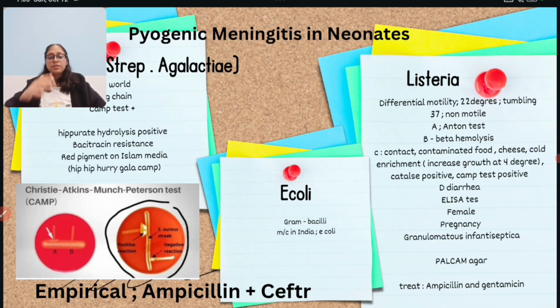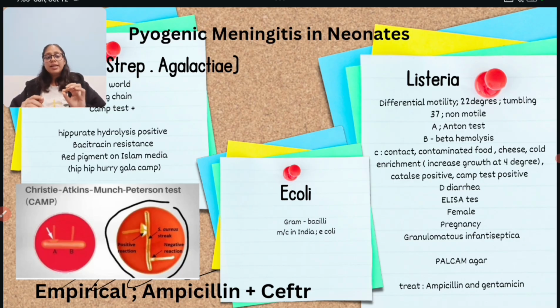Now, these are common features, like it will be Anton test positive. It's like A B C D E F G till there. So A is Anton's test positive, a test in which you insert the organism into the eyes of pigs and see some reactions, and that's how we diagnose that it is Listeria. It shows beta hemolysis, and there is contact with contaminated food and cheese.